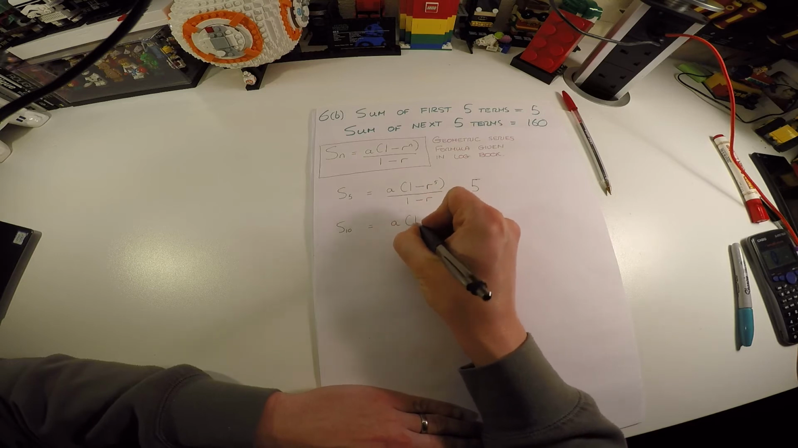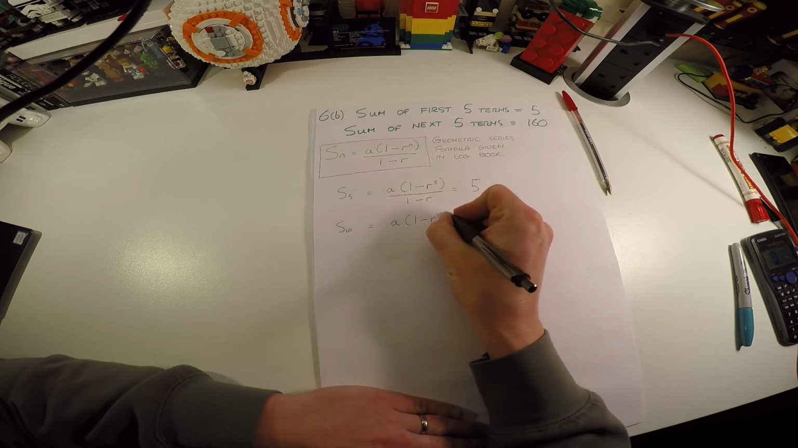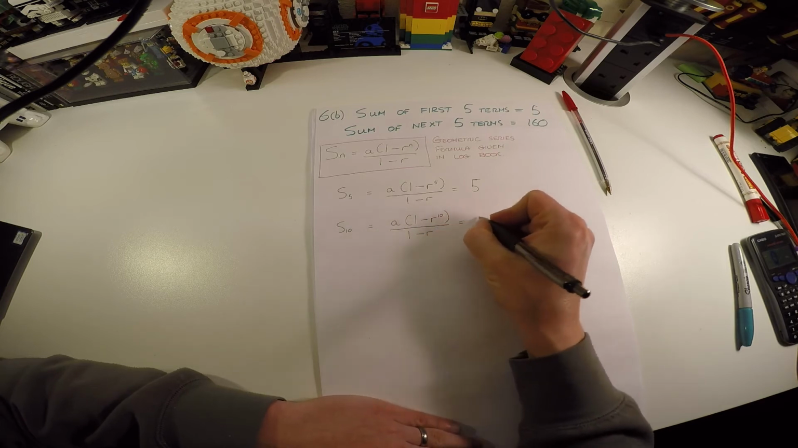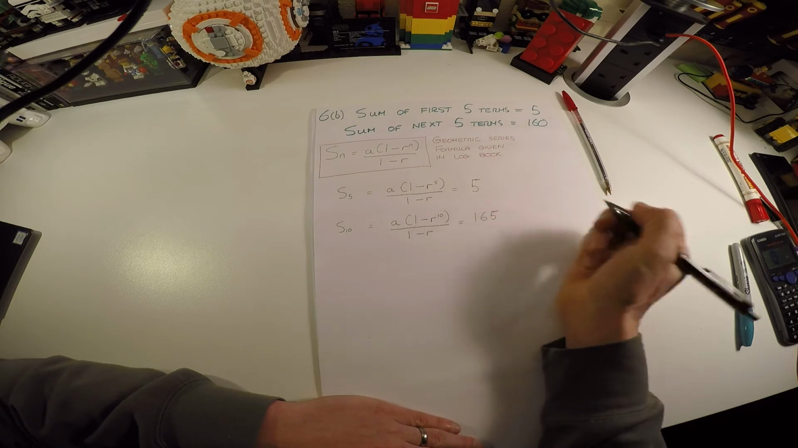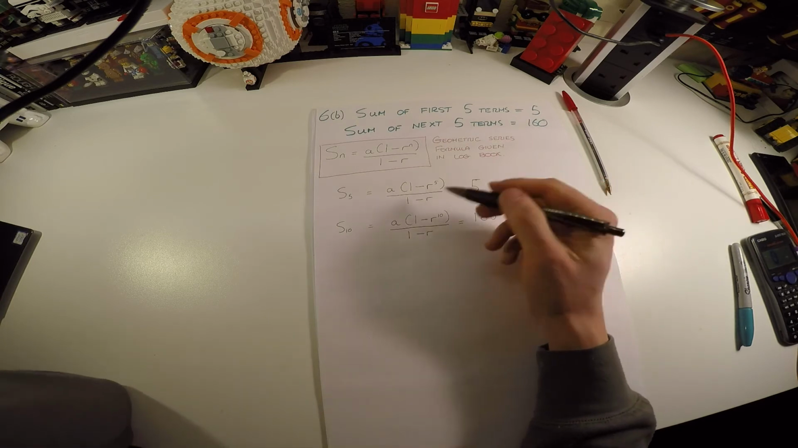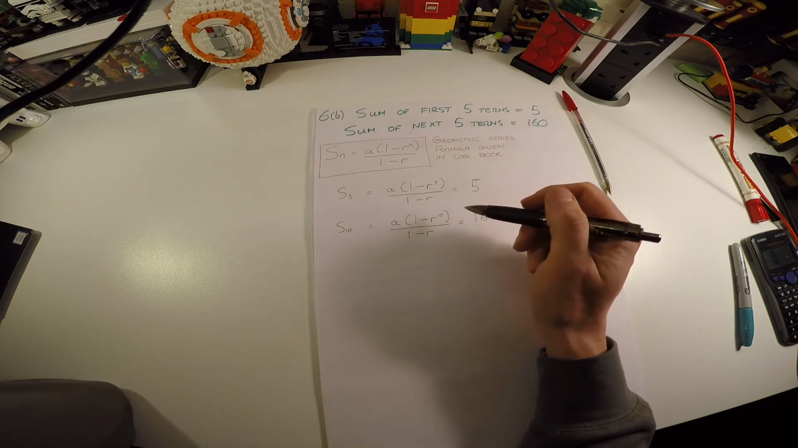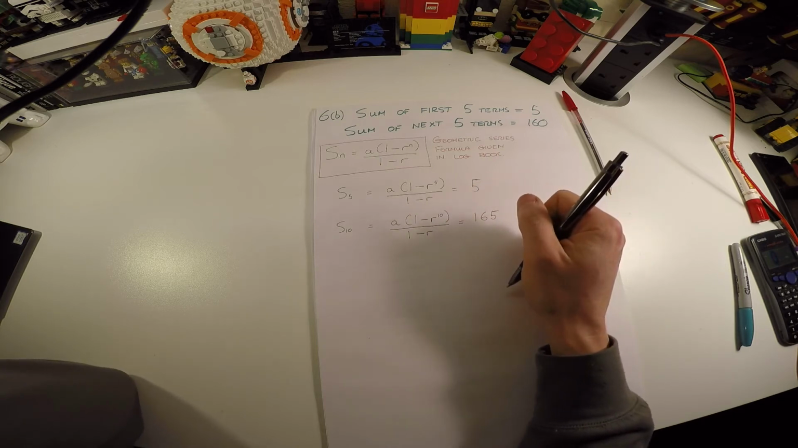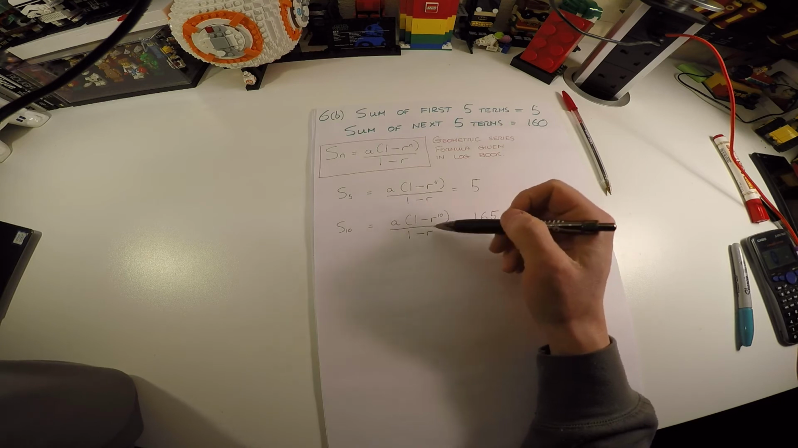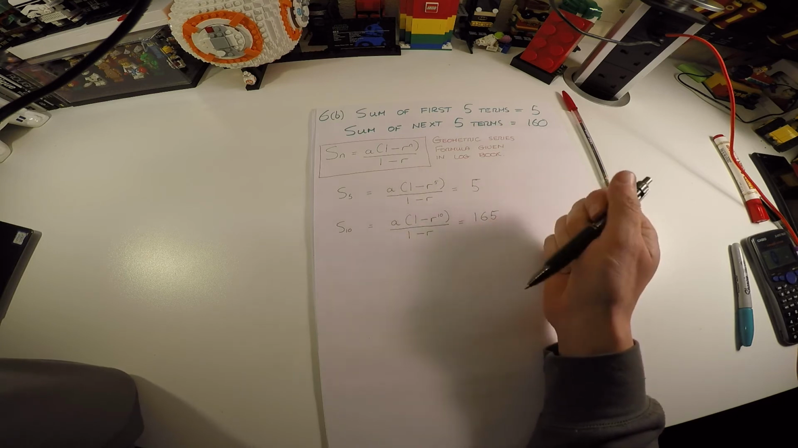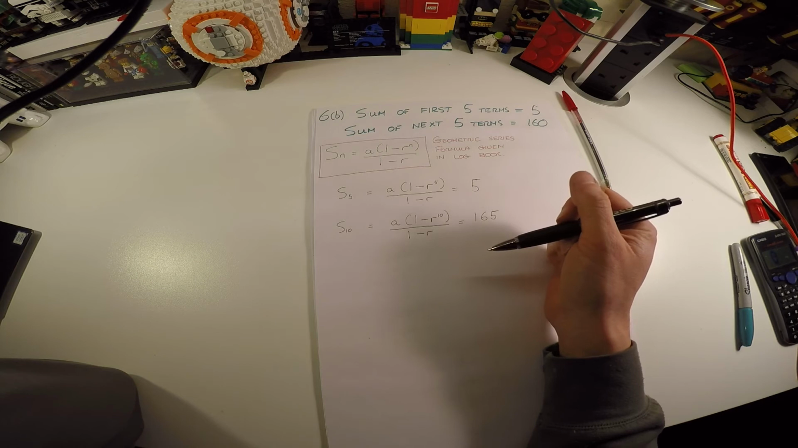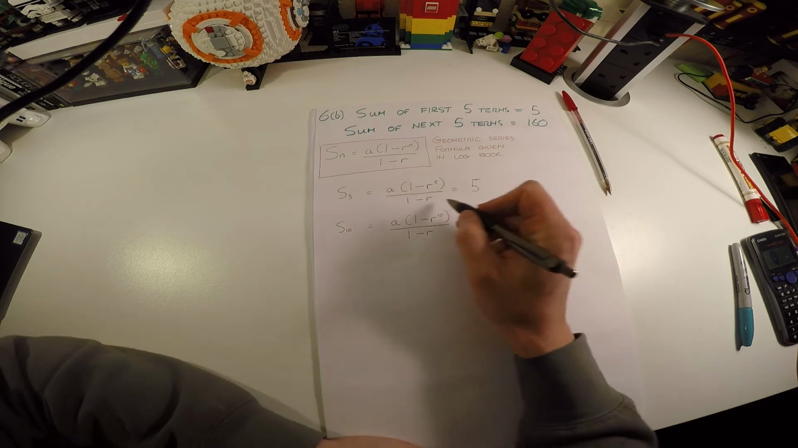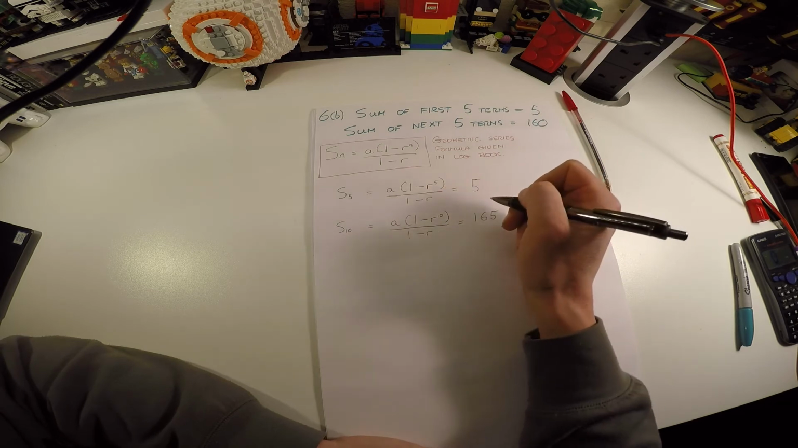That's A times (1 minus R to the 10) over 1 minus R is equal to 165. Okay, so from that we need to figure out A and we need to figure out R. They're like simultaneous equations, I suppose. There are a couple of ways to do this. One way I can think of is, we know that R and A are the same in both.